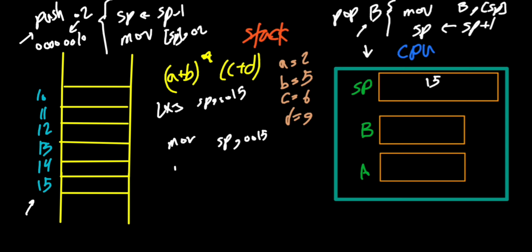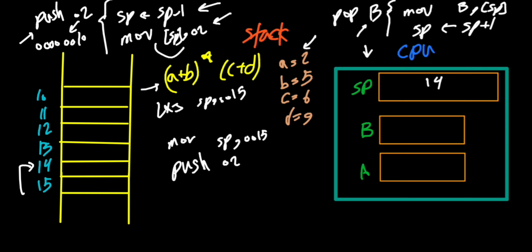Next thing I want to say, we want to implement this operation, right? So we say push the value of 02, which would be the contents of the A variable. So again, this push 02 would mean two operations should be done. First, decrement the SP. So SP should be equal to 14. Then move the value, the argument of the push, inside whatever memory location that SP is pointing to. SP is pointing to location 14, so the argument of push is 02.